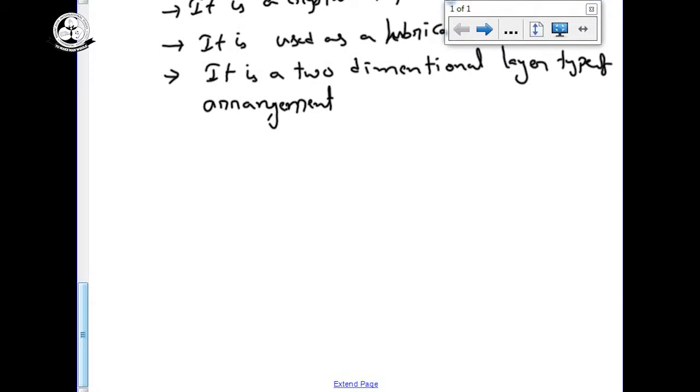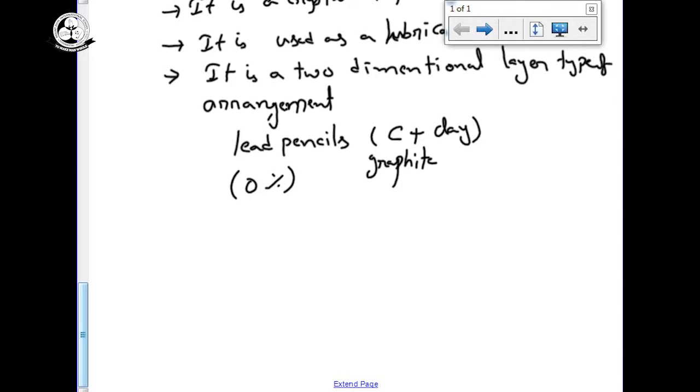We use the word lead pencil. Lead pencils are a mixture of graphite plus clay. Previously they would ask a question from here: what is the percentage of lead in a lead pencil? That is 0%. The name is lead pencil, but there is no lead inside the pencil, because a pencil is made up of only graphite and clay.